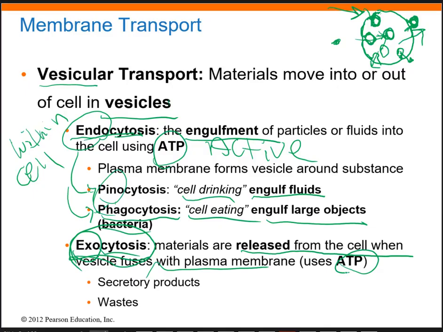All of this vesicular transport is active. It all uses ATP. Now, things that can leave the cell via exocytosis include secretory products. So these are things that the cell makes that it wants to secrete, something productive, like a hormone. Say the cell is making a hormone and it needs to release it. It can release it via exocytosis. Some waste products are also released this way.